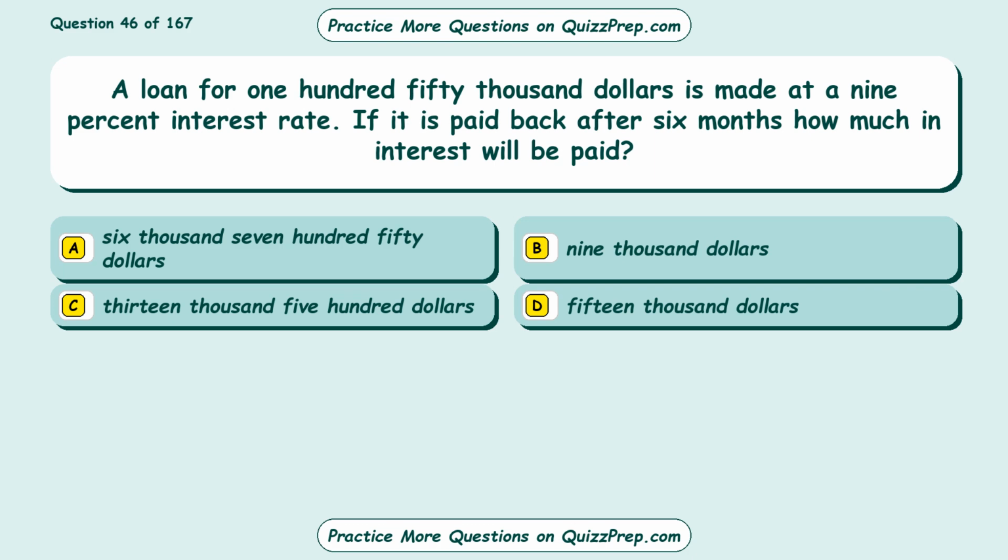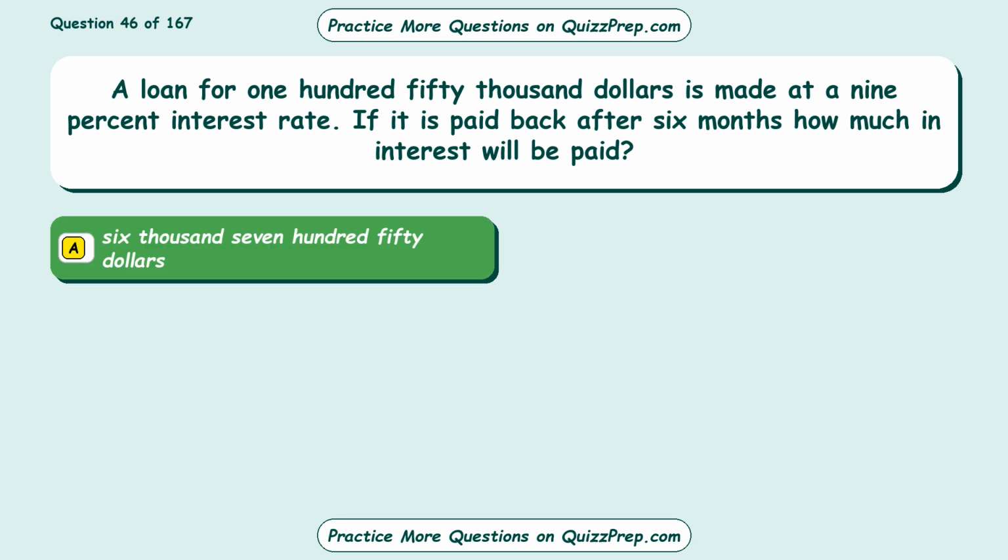Question 46. A loan for $150,000 is made at a 9% interest rate. If it is paid back after 6 months, how much in interest will be paid? Option A, $6,750. Option B, $9,000. Option C, $13,500. Option D, $15,000. The correct answer is option A, $6,750.